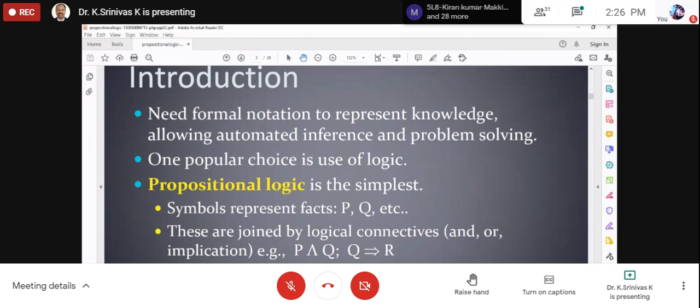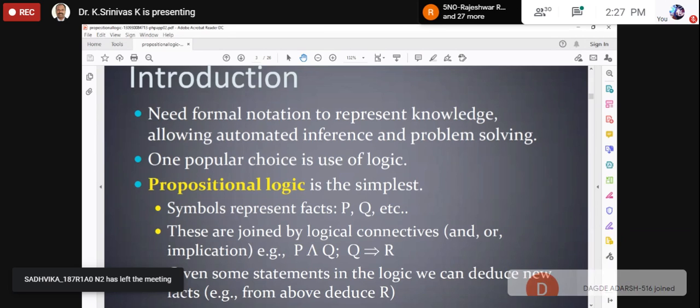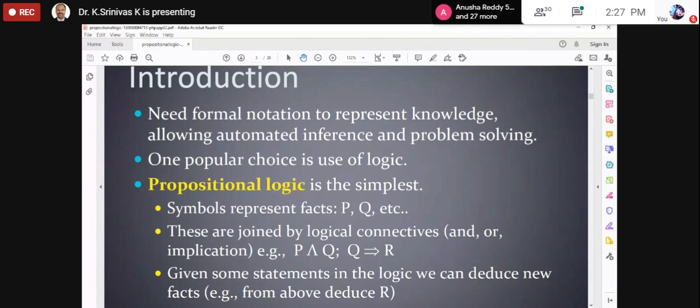The facts are joined with logical connectivities. What are the logical connectivities? And, or, not, implication. So you need to connect logically. I am hungry. I have only 10 rupees. I will drink tea with biscuits, because you don't get anything else for 10 rupees. Tea for 6 rupees, 2 biscuits for 4 rupees, 10 rupees. It's a logical connectivity. Now, given some statements in the logic, we can deduce new facts. So you give the connectivity, you'll get a new fact.